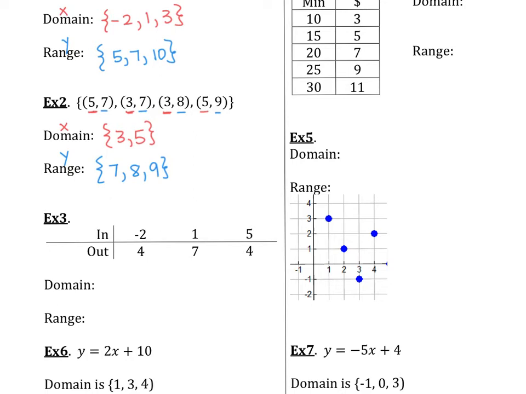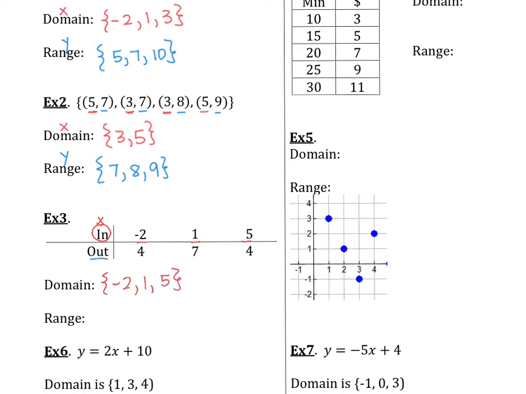Okay, now example 3 is the same idea. It's just represented as a table, but I'm still going to list the domain and range. Domain is the inputs or the x's. So this is the ins or the x's. So the x values are the -2, the 1, and the 5. Okay, now lowest to highest, -2 is lowest, then 1, then 5, and there were no repeated values, so it was fine in terms of that.